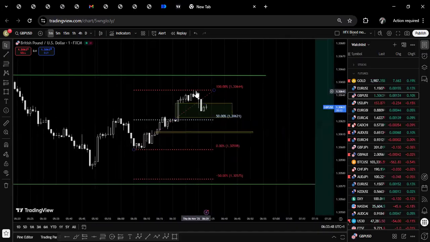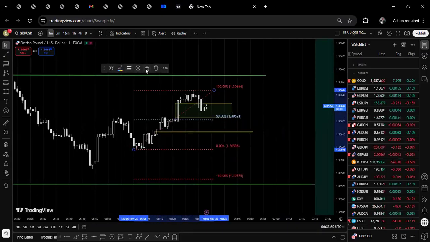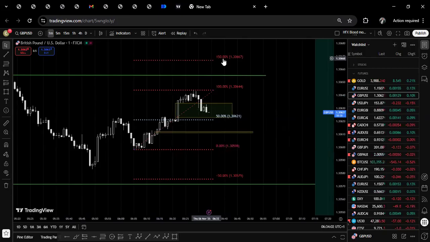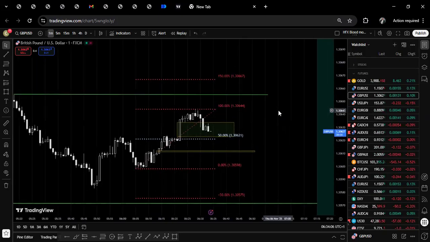you can decide to shoot for the extra 50% of this. Go to settings, 0.5, 1, 1.5, right? That's 1.5. This is 1.5. Can set to have your entry shoot.